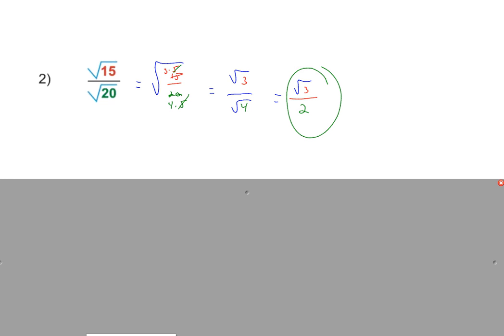It's an exact answer. Now, by the way, if you're taking a quiz or test, you can check your answer. You can, on your calculator, do the square root of 15 divided by the square root of 20, and look at the decimal answer. It'll give you a round off. And then take your answer, do the square root of 3 divided by 2, and see if they're exactly the same number. If they are, you did it right. If they're not, you made a mistake.